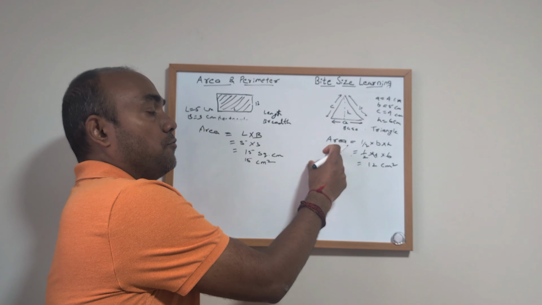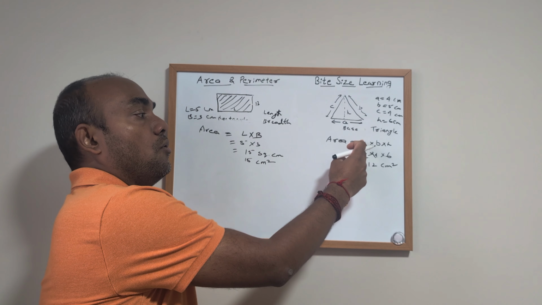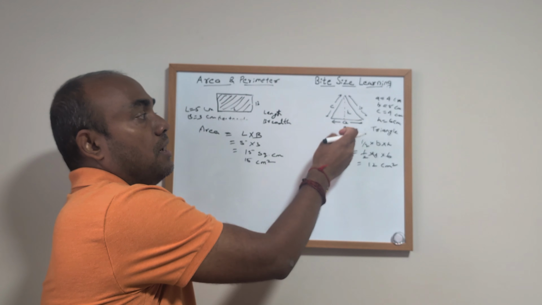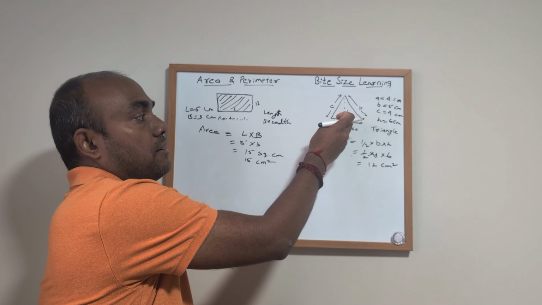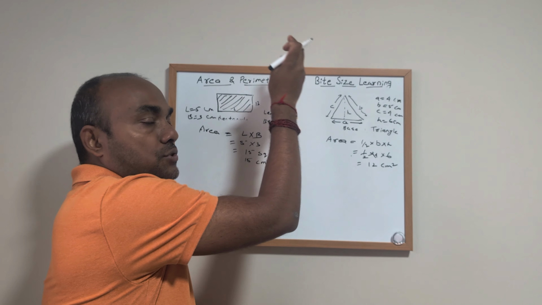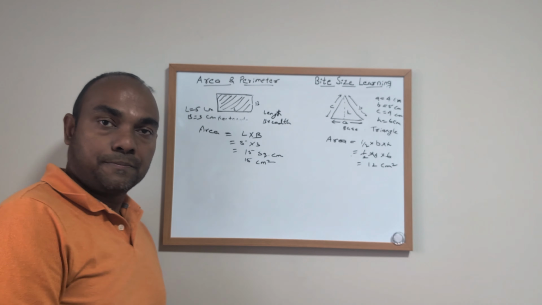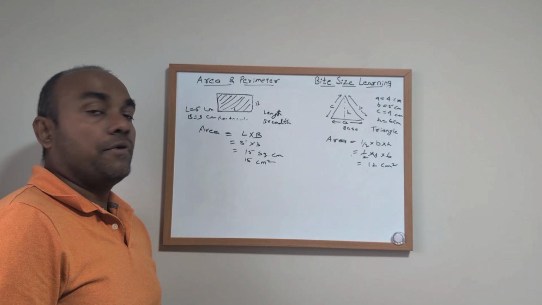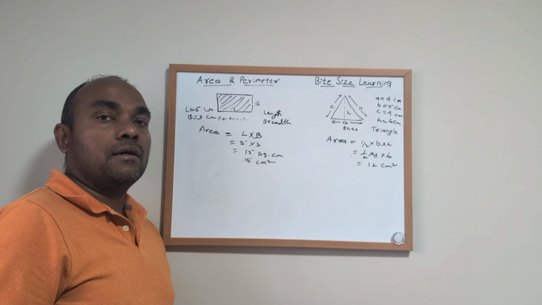So the formula to calculate that is 1 by 2 times base times height. Base is the base of the triangle, and the height is the imaginary line that goes from the base, perpendicular to the base, and crosses the opposite vertex. Alright, this is how you calculate the area. Now we will talk about the circle in the next lecture.